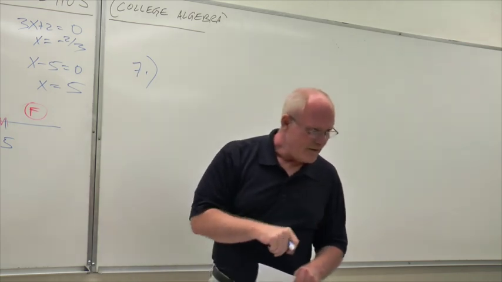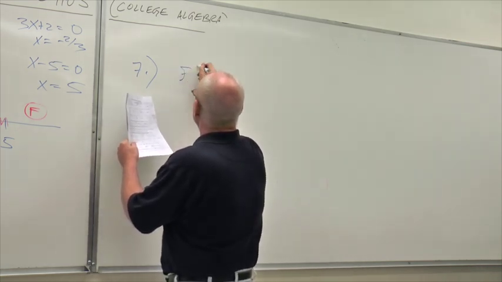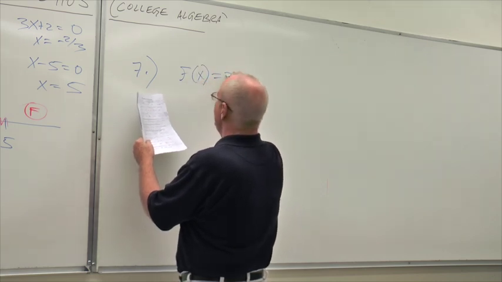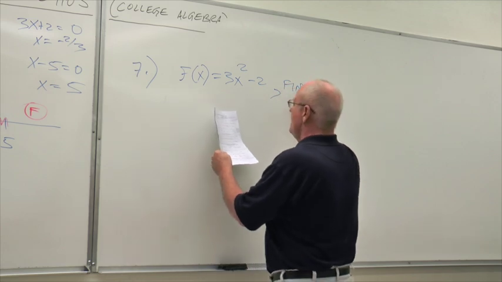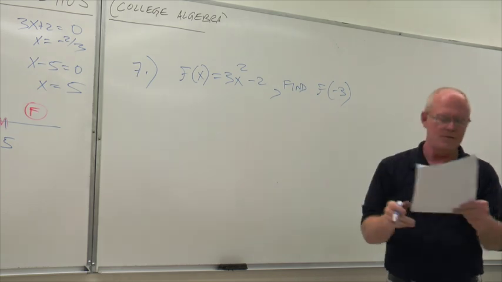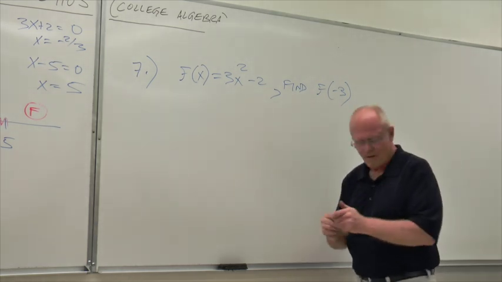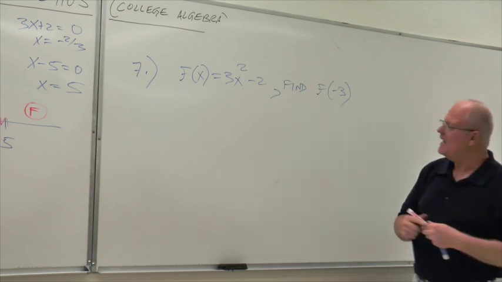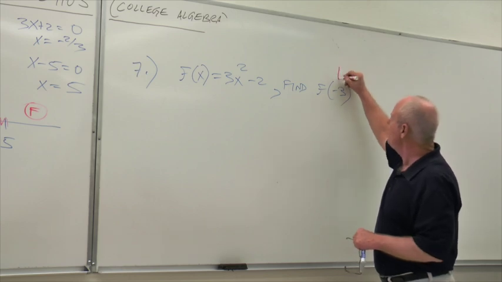Little brain break here, guys. Number 7, right? For the function f of x equals 3x squared minus 2, find f of negative 3. What does that mean to do? Okay. Plug what in where? The x. Plug what in for the x? Negative 3. Good. This is f of x, right?